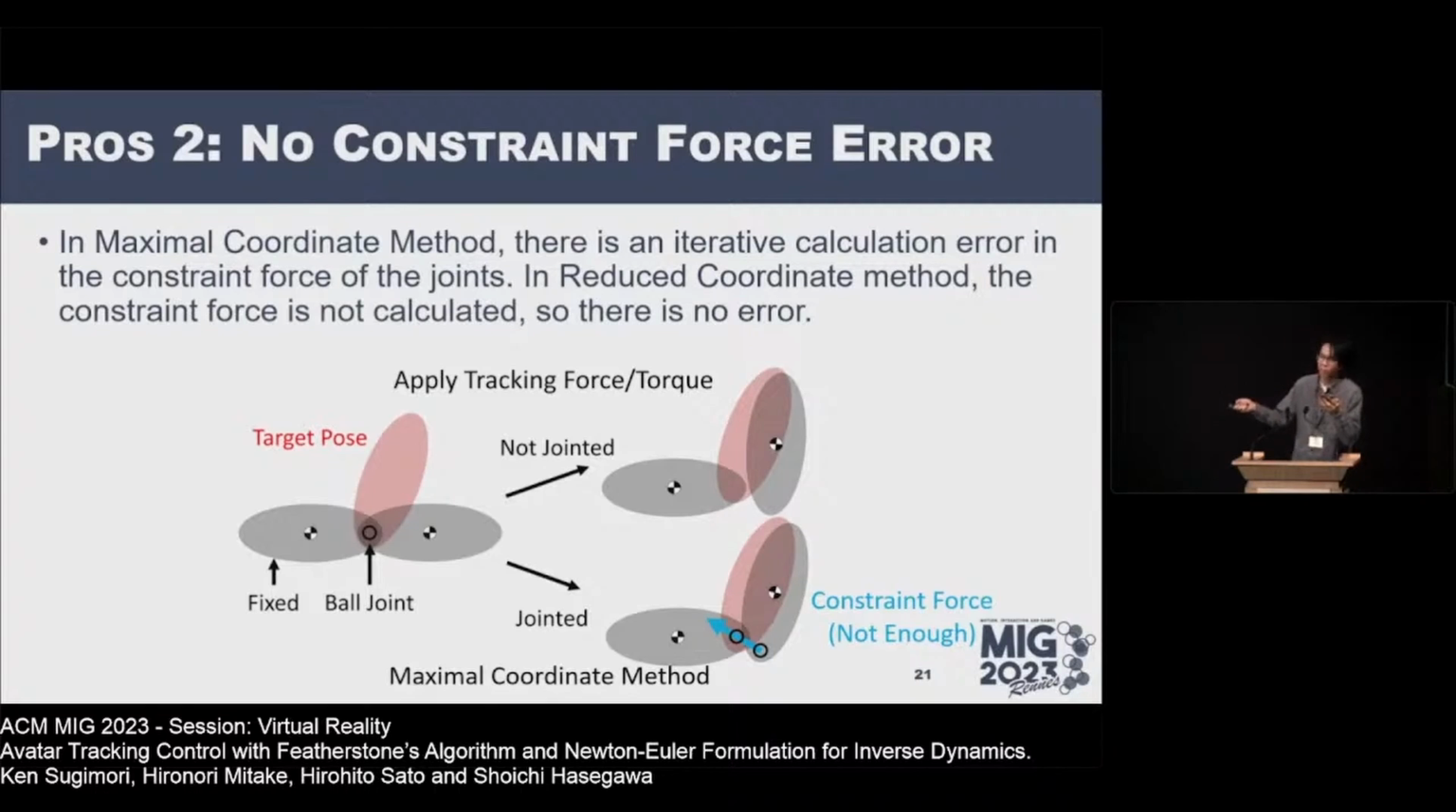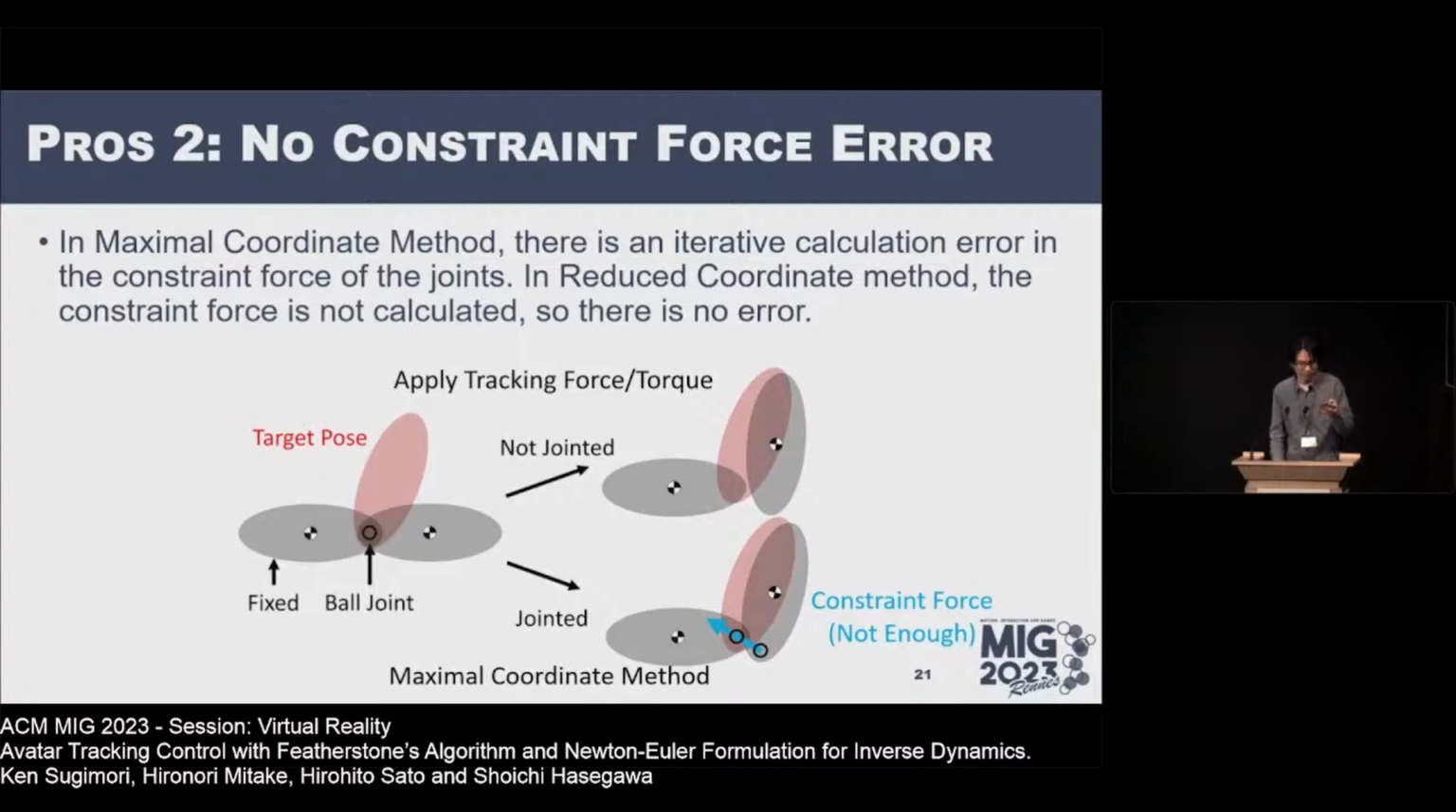This figure is about maximal coordinate method. The red is target pose, and when we apply the tracking force and torque with the proposed method, if there are no joints, the posture will be shifted like this. However, if we make the joints, the constraint force will be calculated and the posture will be corrected. However, because there is an error in the constraint force, the target posture will not be achieved accurately. In maximal coordinate method, it is difficult to achieve accurate tracking.